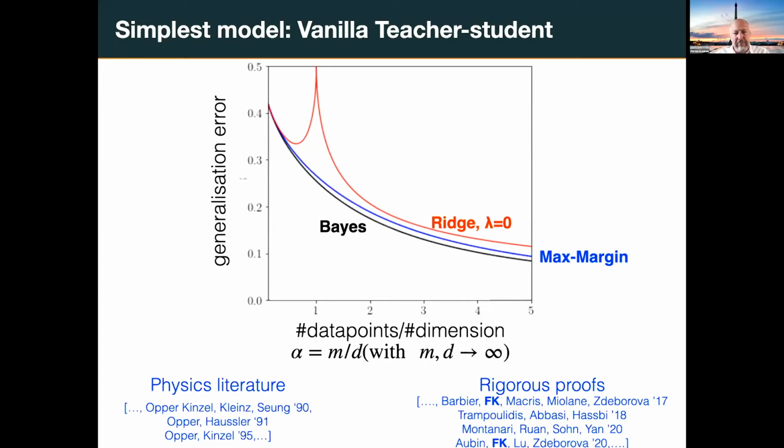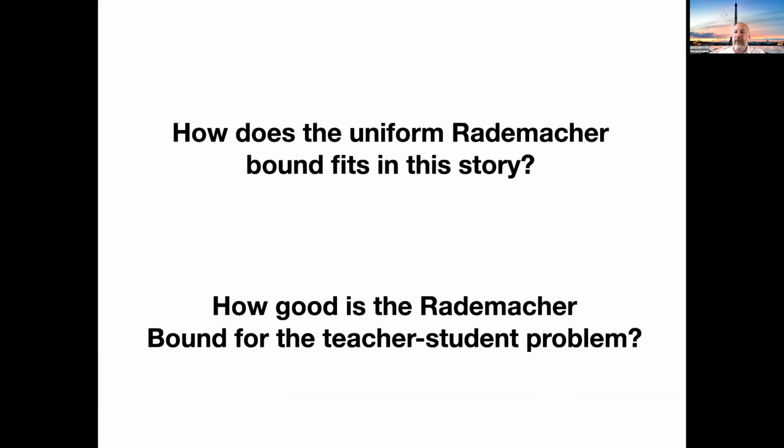So that was in the early 90s, and it took quite some time for these heuristic results to be turned into rigorous proofs. That just happened in the last few years, and all this is now under control. All right, so this is a recap. Now let's come back to the subject of the talk. How does the uniform Rademacher bound in statistical learning fit in this story?